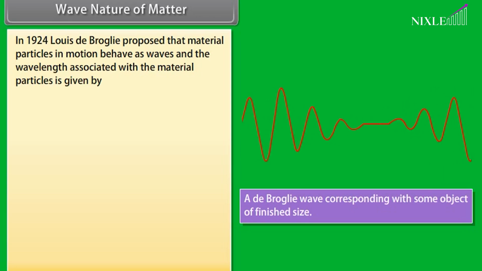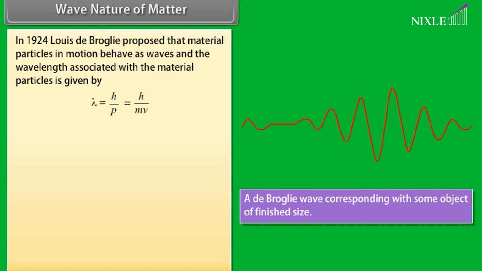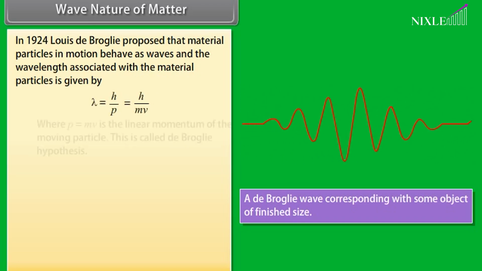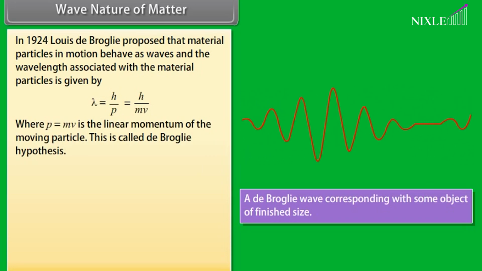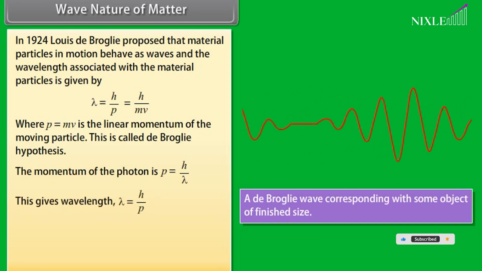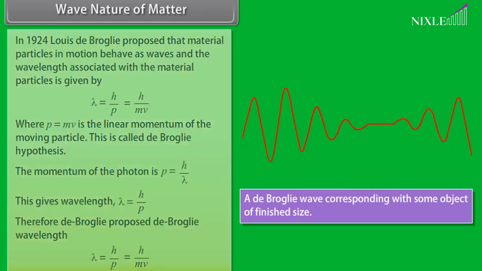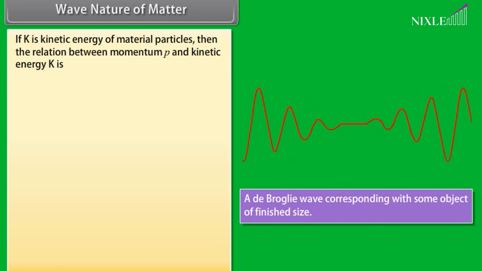The momentum of the photon is p equals h by lambda. This gives wavelength lambda as h by p. Therefore, de Broglie proposed the de Broglie wavelength lambda equals h by p, which equals h by mv. If K is the kinetic energy of material particles, then the relation between momentum p and kinetic energy K is K equals 1 by 2 mv square, which is equal to 1 by 2 into m into p by m square, which equals p square by 2m, or p as square root of 2mK.